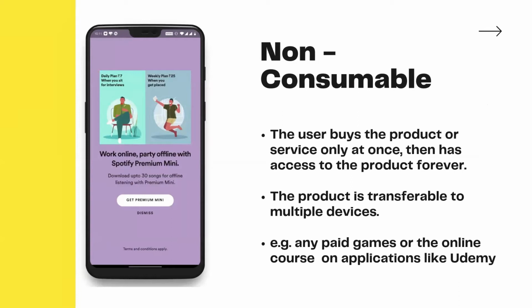Basically, non-consumable is the opposite of consumable. That is, the user can buy it only once, and he will get that service or access to that service permanently. In consumable, the user can buy it multiple times, but in non-consumable, it is only one time that the user can buy it. There are some examples, like the Udemy application where the user can purchase one course and he will have access to that course for a lifetime.